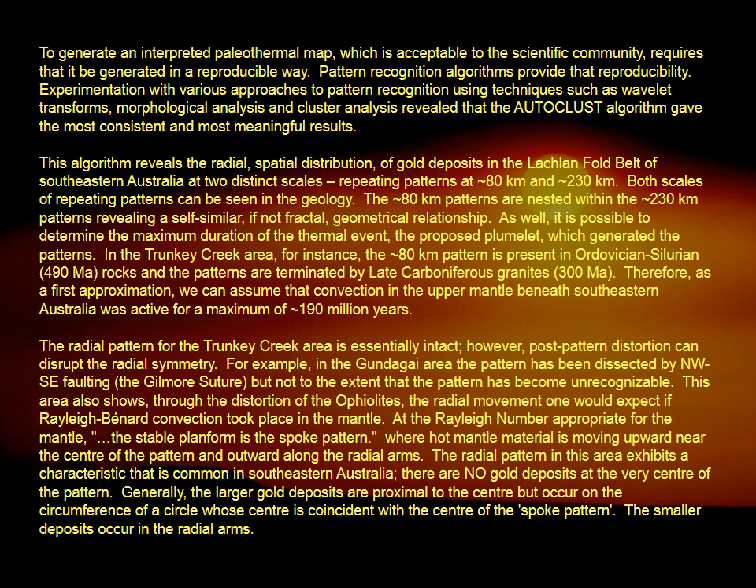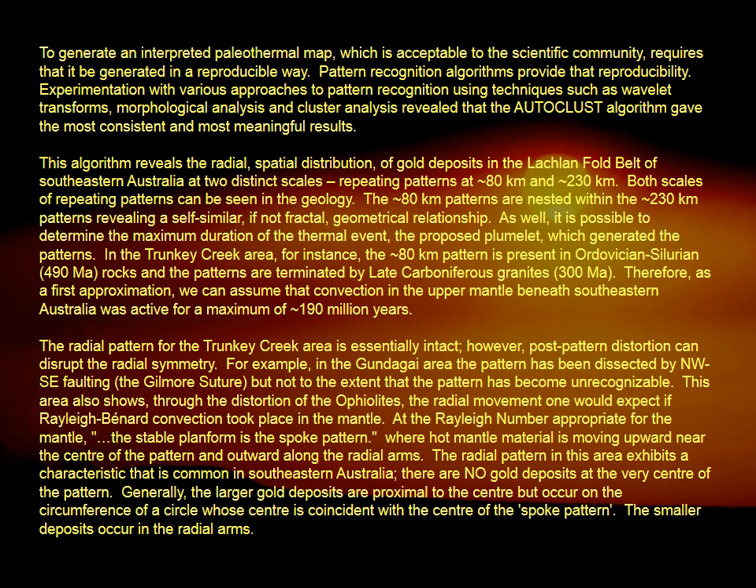The radial pattern for the Trunkey Creek area is essentially intact. However, post-pattern distortion can disrupt the radial symmetry. For example, in the Gundagai area, the pattern has been dissected by northwest-southeast faulting, called the Gilmore suture, but not to the extent that the pattern has become unrecognizable.